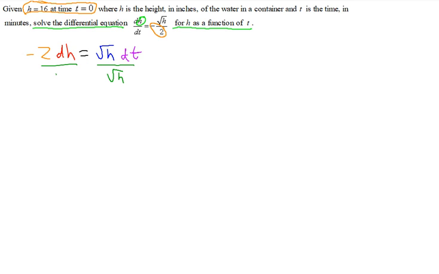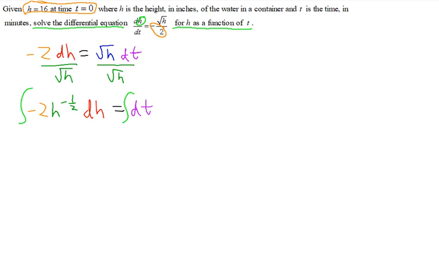So let's write the left side so it's easier to integrate. We don't want the radical in there, and we don't want it in the denominator, so it'd be negative 2, and when you move that up, that'd be h to the negative 1/2 times dh. And notice all that's left on the right side is just dt. So h is with dh. If there were any t's, they'd have to be with dt, but there aren't any, so they are separated right now. So you can integrate both sides.